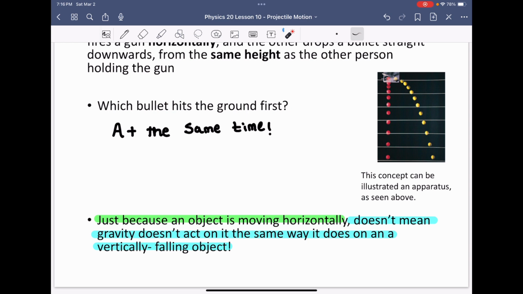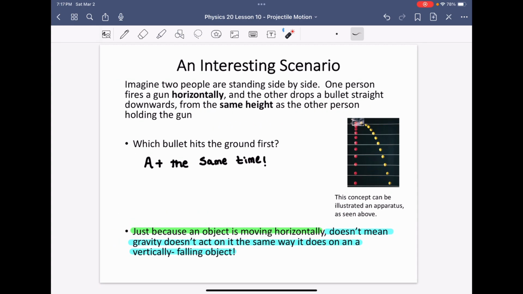But this only applies if they start at the same height and they end at the same height. If I fired a gun vertically into the air, this would be totally different, because if I dropped a bullet and then fired one vertically into the air, they're going to land at totally different times. It's only if they exactly start at the same position and end at the same position. If I have something that goes along the horizontal, it won't affect its overall time in the air.